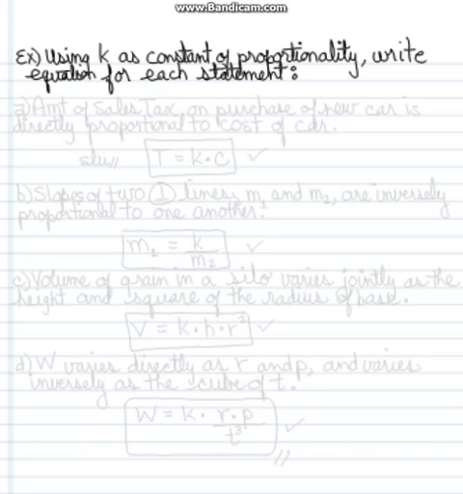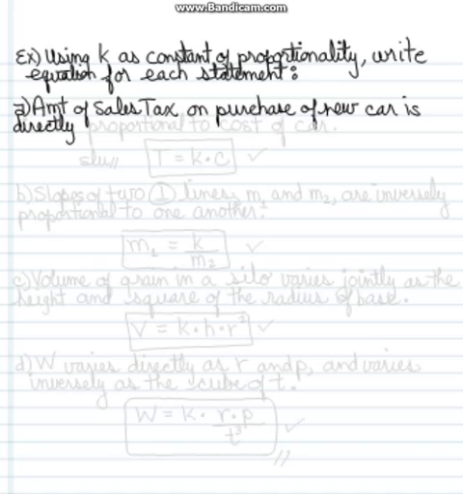Let's use K as our constant of proportionality to write the equation for each of the following statements. For the first statement, A, we're going to write an equation for the amount of sales tax on the purchase of a new car. And we're told that the sales tax is directly proportional to the cost of the car. Don't forget, in each one of these, we're going to be using K as our constant of proportionality. We'll leave a space for the answer.